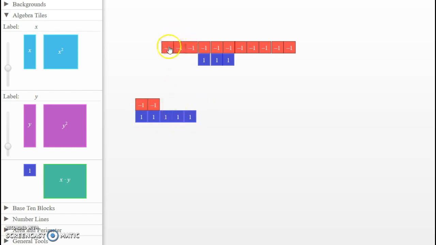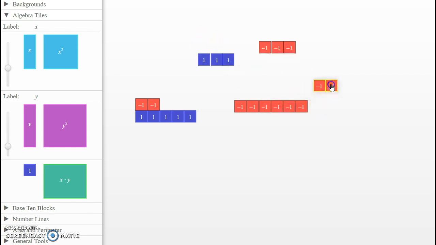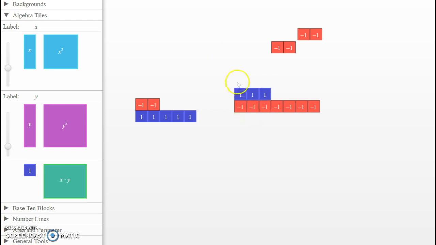Then I have -7 plus 3. 1, 2, 3, 4, 5, 6, and 7. Oops. 1, 2, 3, 4, 5, 6, 7. And then we want to add to it 3. Here we create a group of 0, so we have -4 left over.